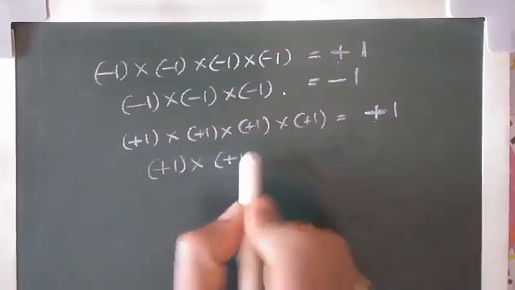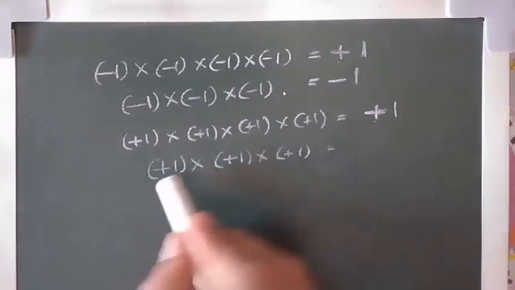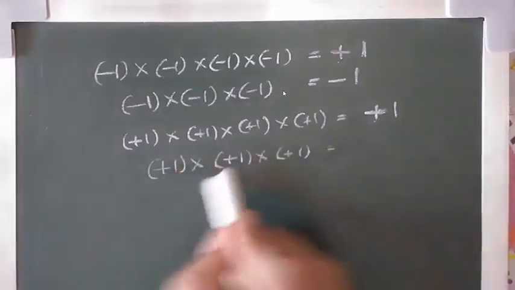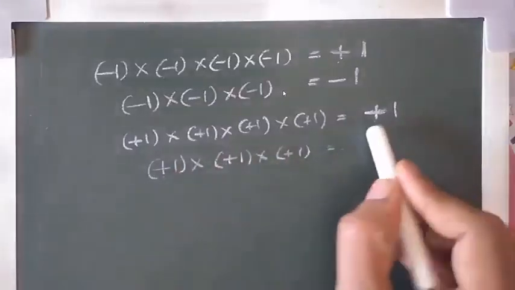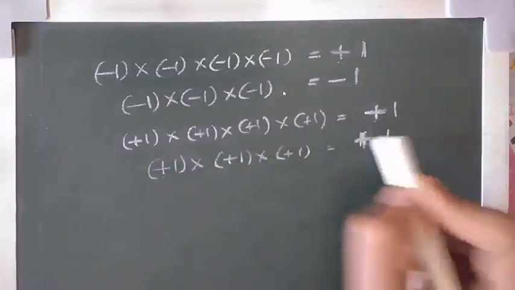Plus 1 into plus 1 into plus 1. So you are multiplying an odd number, 3 times. Here also plus into plus is plus, plus into plus is plus, so you will get plus only. So for the plus sign there is no problem here.